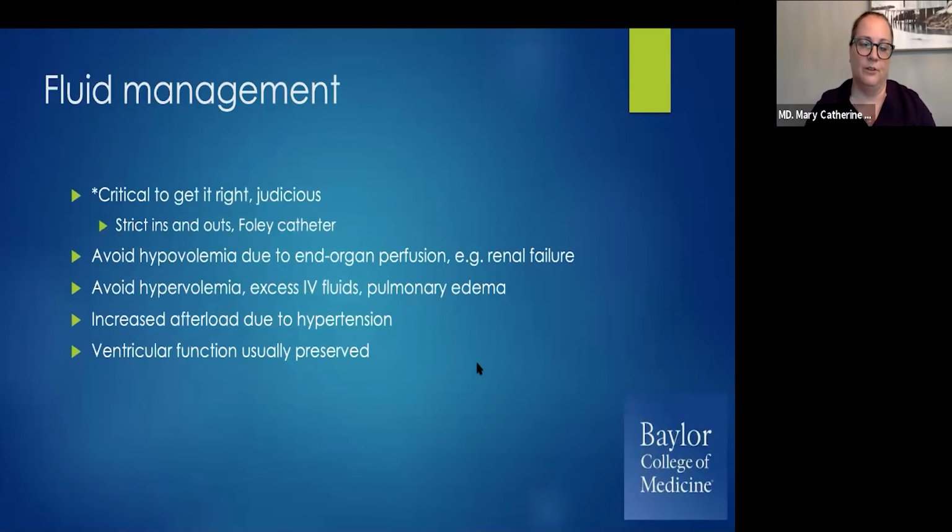So the one thing sort of working in our advantage with these patients is that, while they may be hypertensive, which would increase afterload, typically the ventricular function of the heart is preserved in these patients. So even though their fluid management can be difficult, I guess that's sort of to say it could be worse, because their cardiac function is usually preserved. And so, one less thing to think about there.